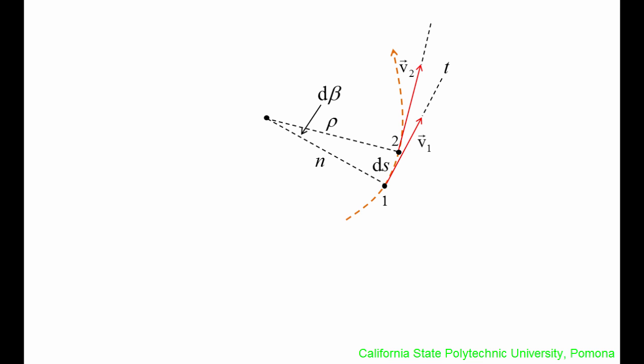Let's draw the tangential unit vectors in blue at points 1 and 2, and examine these vectors more closely.